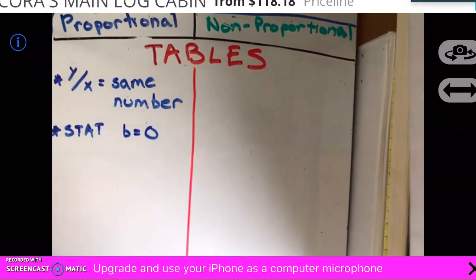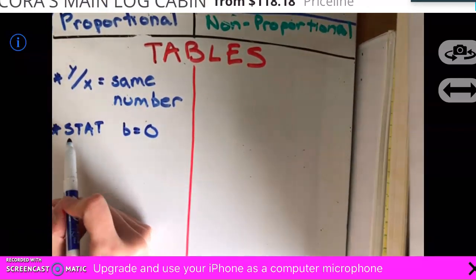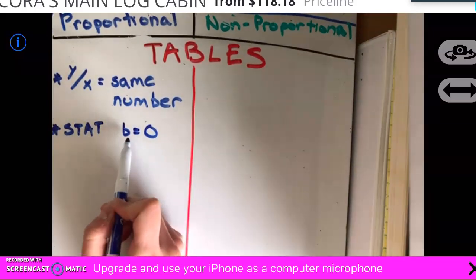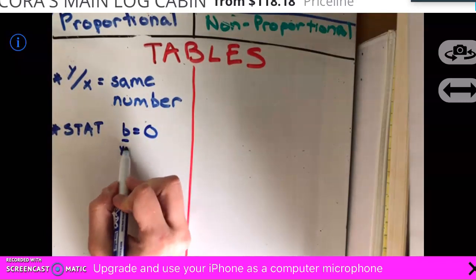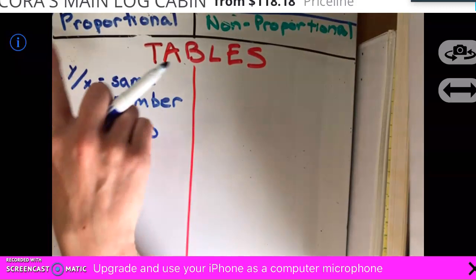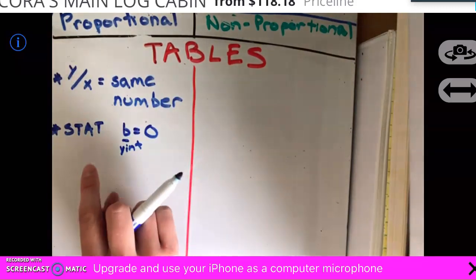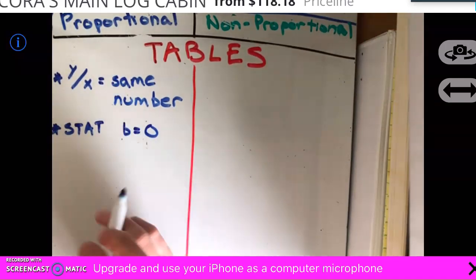Okay, back to this. Tables. When we use our calculator for proportional tables, we'll have stat, and our b will always equal 0. This is because our b is our y-intercept, right? And our proportional tables, our proportional equations, don't have a y-intercept. That's why b is 0.